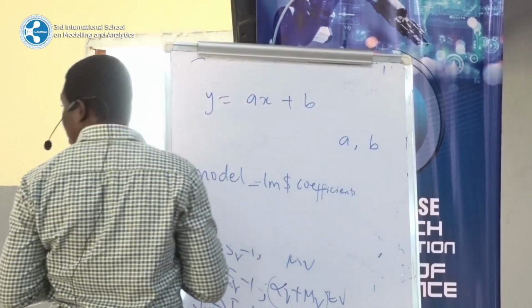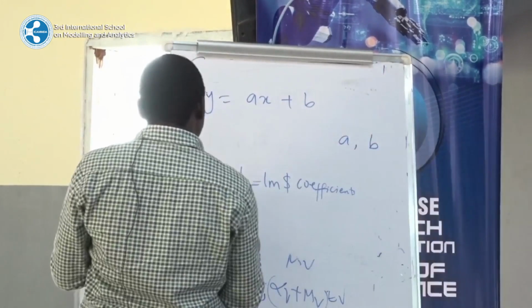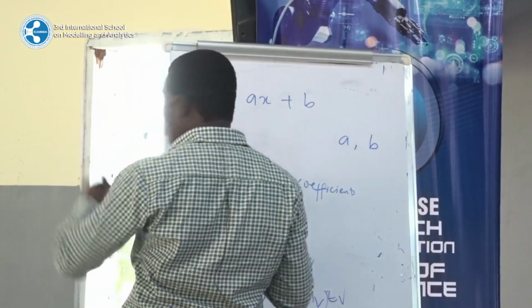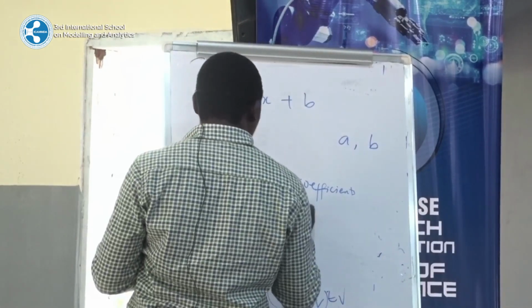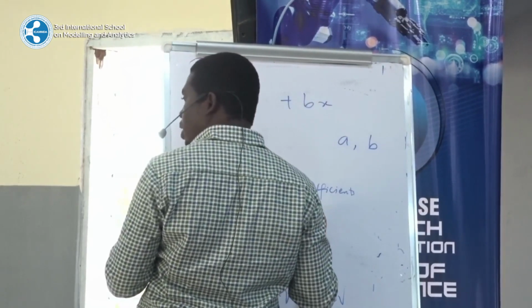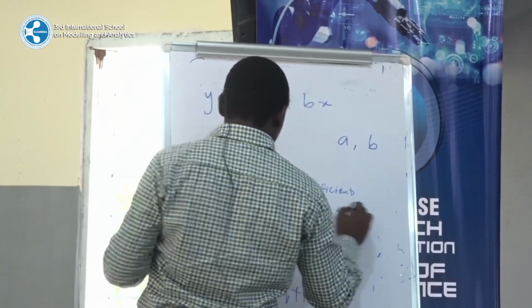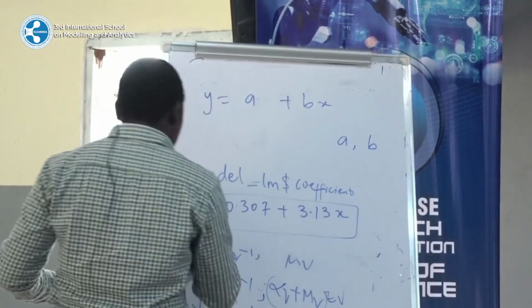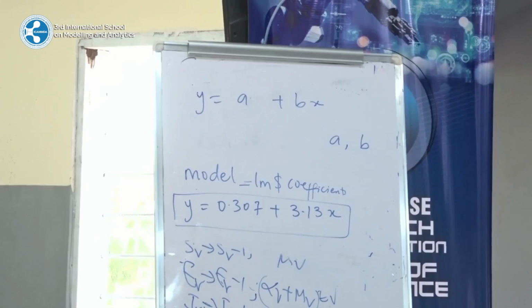And then you get your value of A. Do you have it? So that means explicitly your Y. So what's your A? That's the first one. 0.307 plus, sorry, that's BX, right? Plus the second one, 3.13x. So meaning this is now your explicit equation, right? Do you understand that? I said this is now your explicit equation.